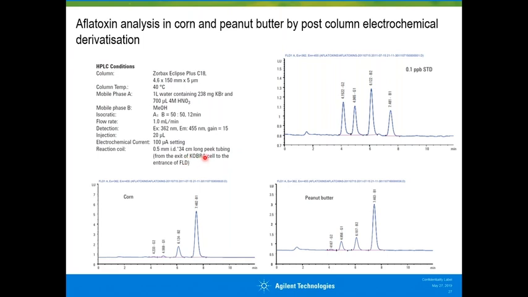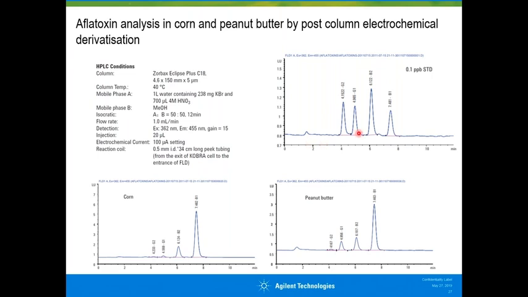Apart from the Cobra cell, there is something called a PHRED, which is also kept after the column. It is basically a small apparatus containing capillaries, a very long capillary, and a UV lamp. So that also can be used as a post-column derivatization unit.